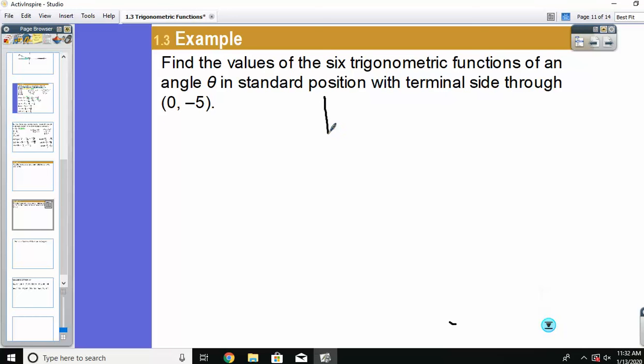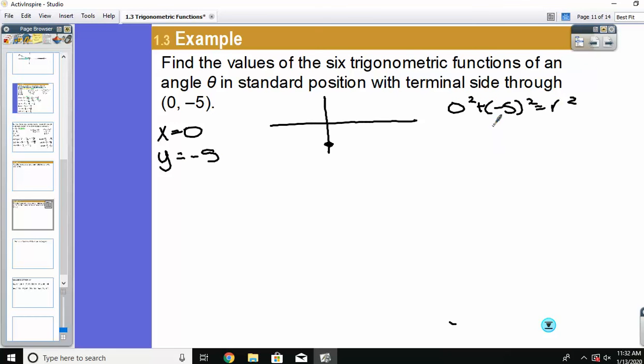So this is one where you couldn't draw a triangle if you did graph it. 0, -5 is right here. There is no way you could draw that for angle theta. So that's why we have to have x, y, and r. So our x is 0, y is -5, and if you do your r, you get r to equal positive 5.